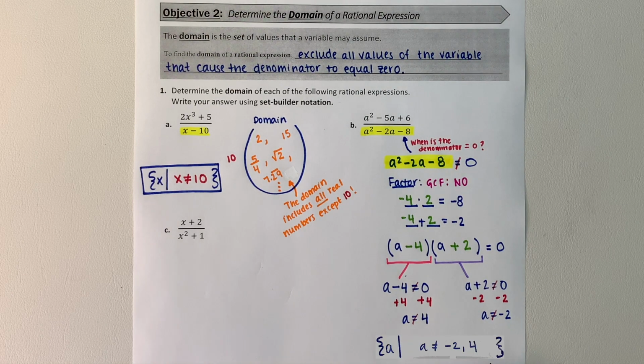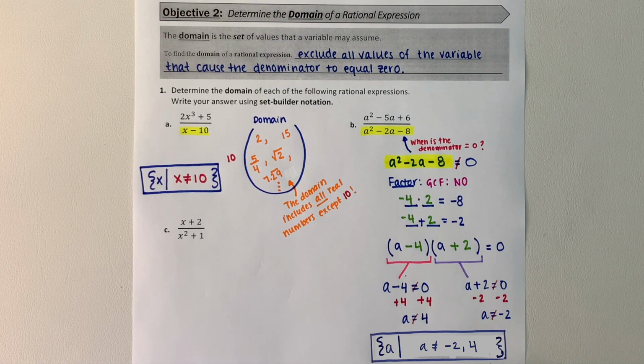So we can say that a cannot equal -2 and a cannot equal 4. So this answer says that the domain is the set of all a values such that a does not equal -2 and a does not equal 4. Another way to state that is that a can be any real number except -2 and 4.